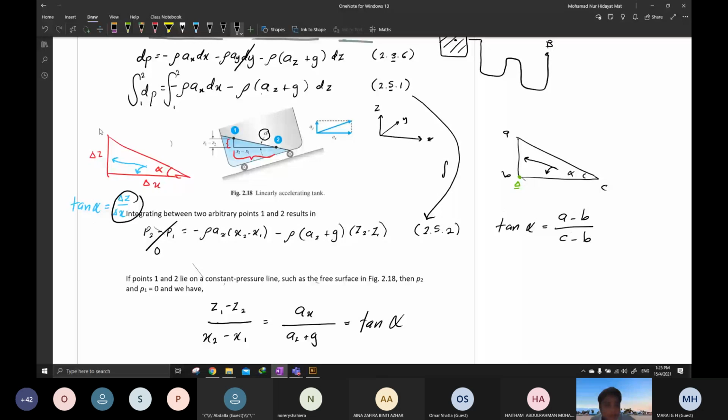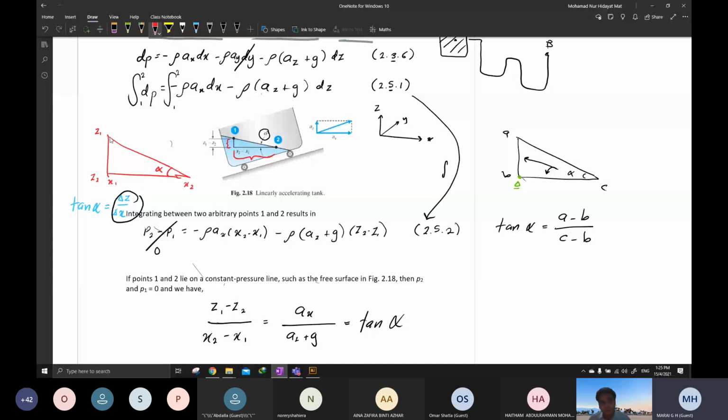Let's say this is Z1. This is Z2. And then this is X1. This is X2. How to get tangent alpha? Z1 minus Z2 or Z2 minus Z1? How to get positive? Z1 minus Z2. Can you see here?